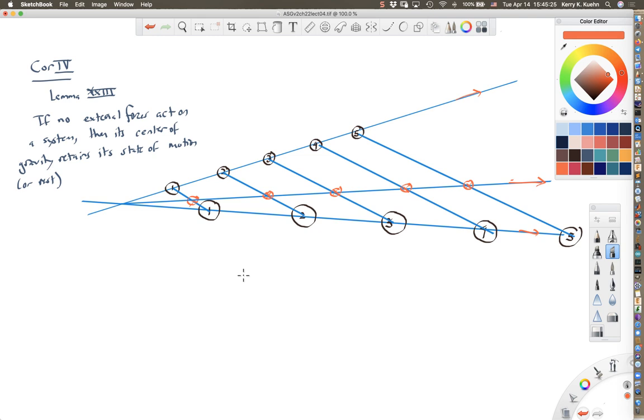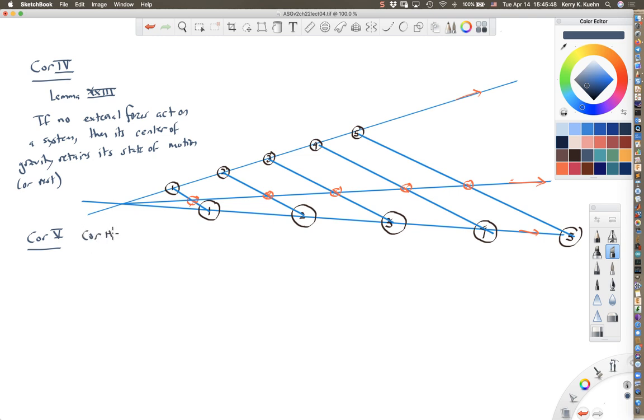Okay. Now, I probably have time to just go on to corollary 6 and 7, just say something quickly about each one. So, corollary 5. What does corollary 5 say? Corollary 5 says that corollary 4 holds whether the space is at rest or moving at a uniform speed.